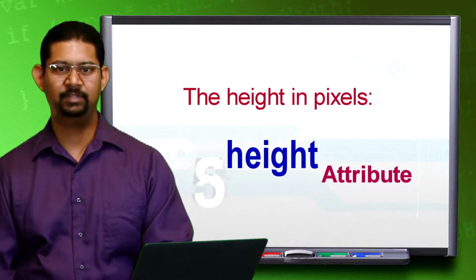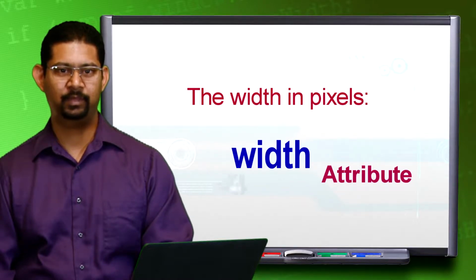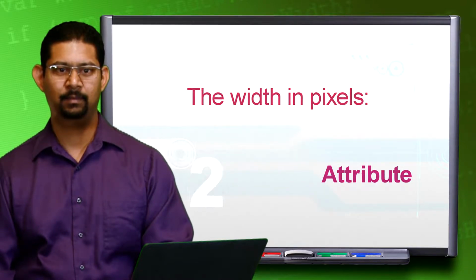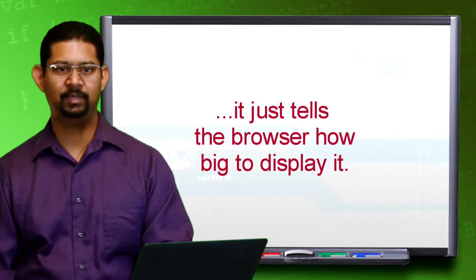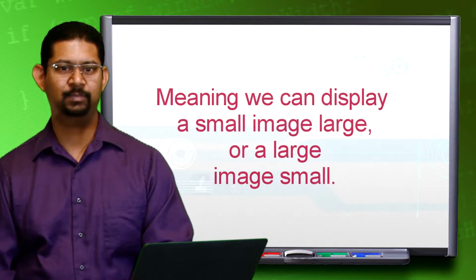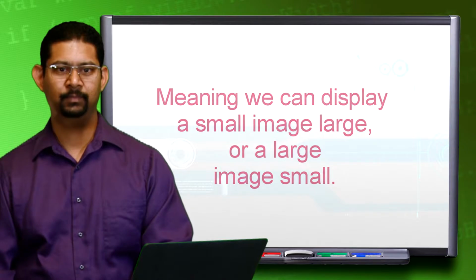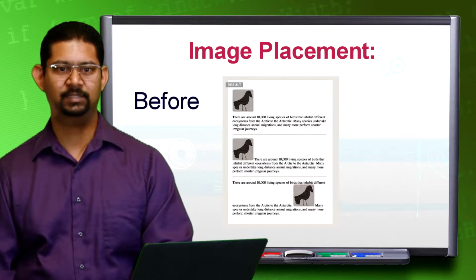Height is the height to display the image in pixels. Width is the width in pixels. It's important to remember that height and width doesn't change the file size of your image. It just tells the browser how big to display it, meaning we can display a small image large or a large image small. You can place your images in a few places.